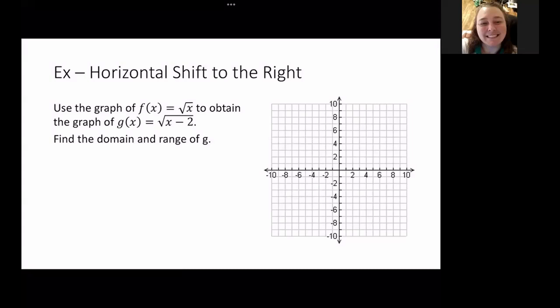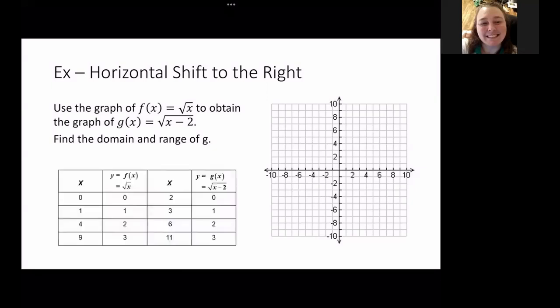For this, f of x is going to be the square root of x, and g of x is the square root of x minus 2 all under the root. The minus 2 is not on the outside of the square root, it's underneath the square root. So let's find some values in a table of x. For square root of x, I can go 0 to 0, 1 to 1, 4 to 2, 9 to 3. That's just finding the square root. That's this first one right here. This is going to be my f of x.